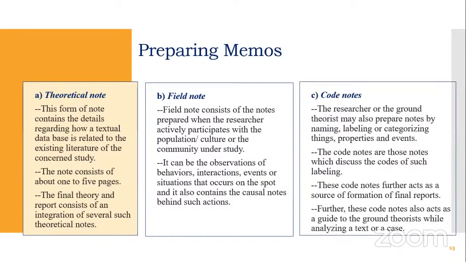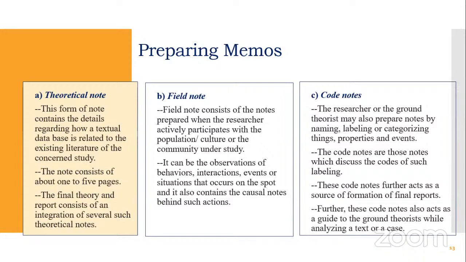Okay, so preparing memos. There are different stages where we form memos. The first one is a theoretical note. This form of note contains the details regarding how a textual database is related to the existing literature of the concerned study. So this existing literature which is there for understanding a particular phenomenon, how the textual database is related to it, regarding that, when you are forming a memo, that constitutes a theoretical note, a theoretical type of memo.